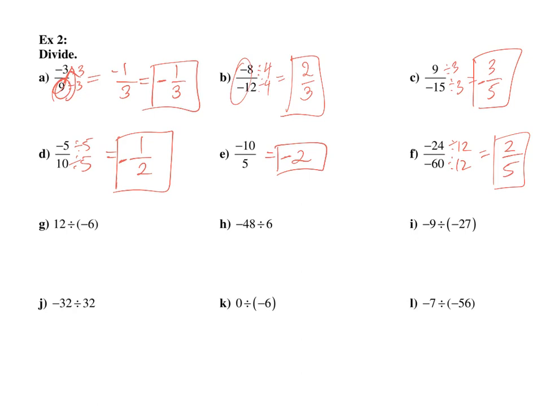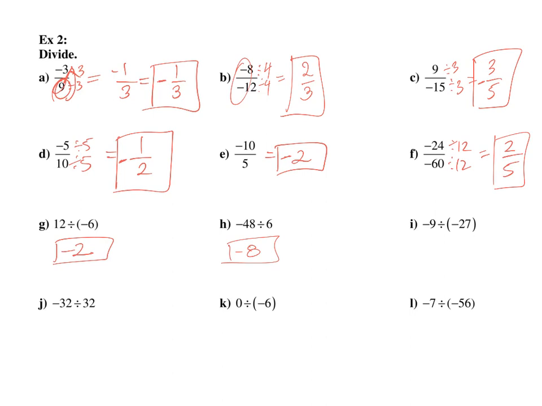Alright, here I have 12 divided by negative 6. That's just 2. Positive divided by negative, that's negative. Alright, so this is a division symbol, this is a division symbol. Just a different way of writing the same thing, essentially. Now we have negative 48 divided by 6. That's going to be 8. Negative divided by positive is negative.